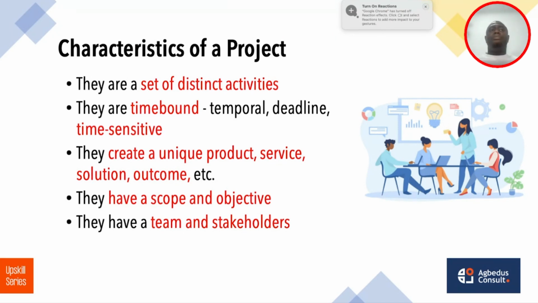Another thing we should look at is that projects have a team and stakeholders. We don't do projects in isolation as an organization, unless it's your own personal goal or objective you want to achieve. That is where you will be your project team and your own stakeholder on that project. But aside from that, if you are working in a team or in an organization, the project you are embarking on will be worked on by a team and will have certain stakeholders. And when we talk of stakeholders, there are classes of stakeholders, which I'll mention as time goes on. So these are the characteristics of a project.